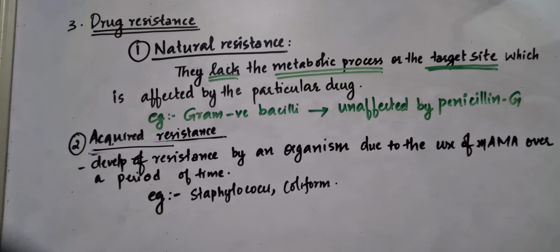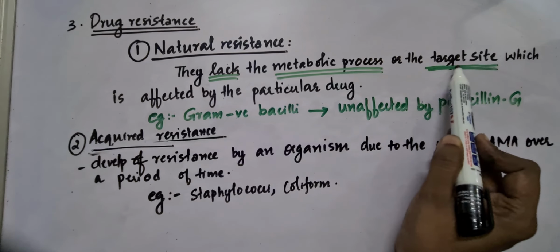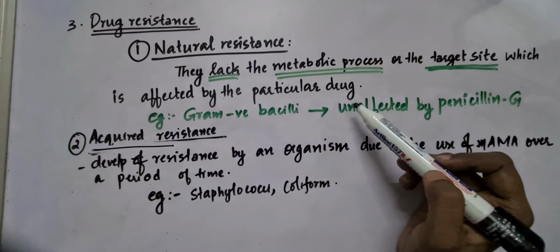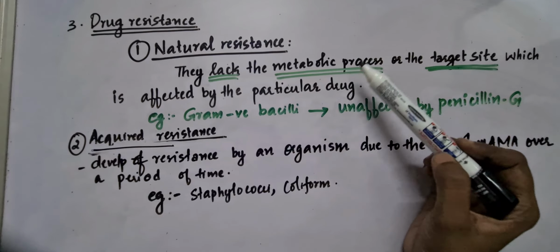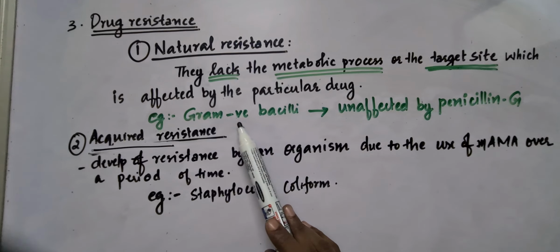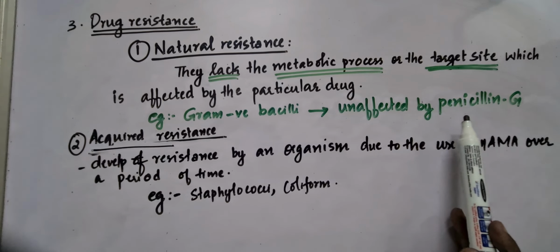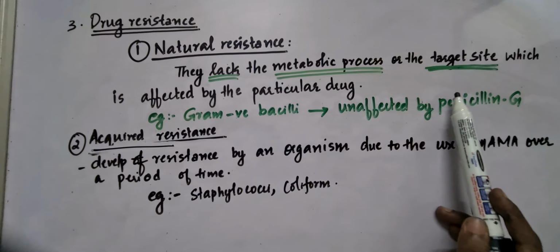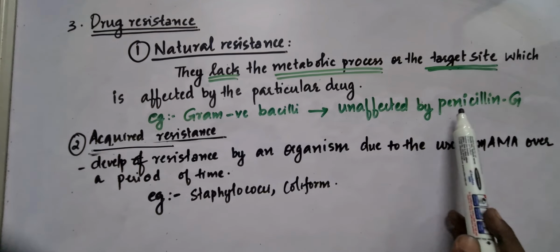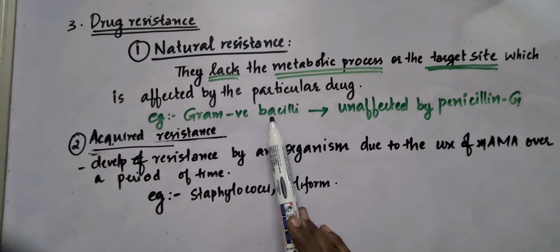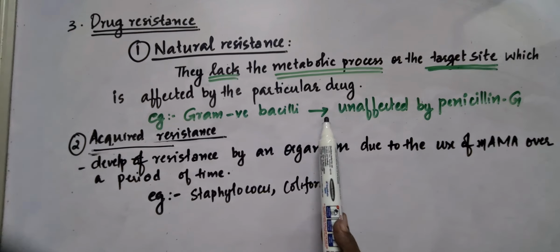First let us see natural resistance. Natural resistance means the microbes naturally lack the metabolic process or the target site on which this particular drug should act, so they don't have it naturally. So we call it natural resistance. For example, gram-negative bacilli are unaffected by penicillin G, as they don't have the target site for penicillin G to act. And this type of resistance does not pose a significant clinical problem.